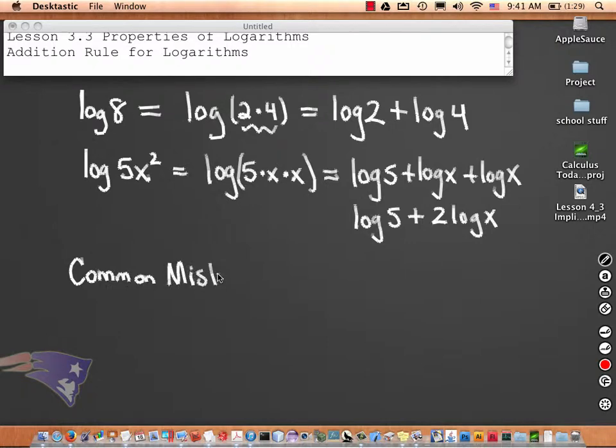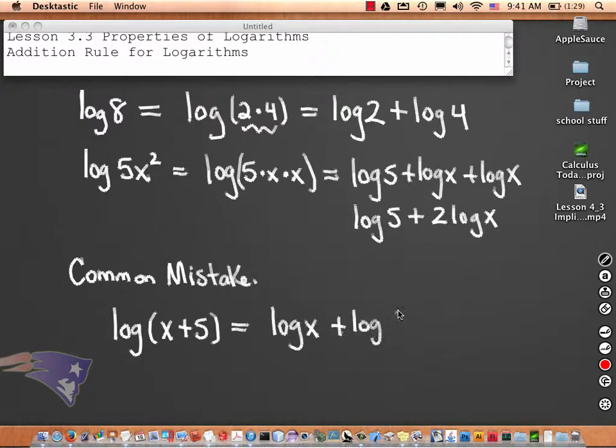A very common mistake that I want to teach you how to avoid. There is no rule that says that if you have a sum, so here's an argument of x plus 5, that's a sum, there is no rule that says that this is equal to the logarithm of x plus the logarithm of 5. This is totally false. Totally false. And one of my goals is to teach you to avoid that like the plague.